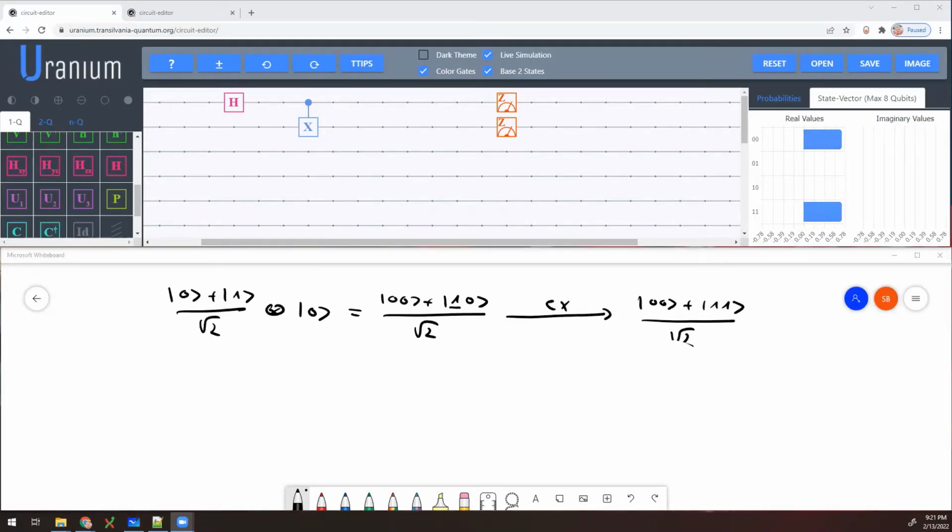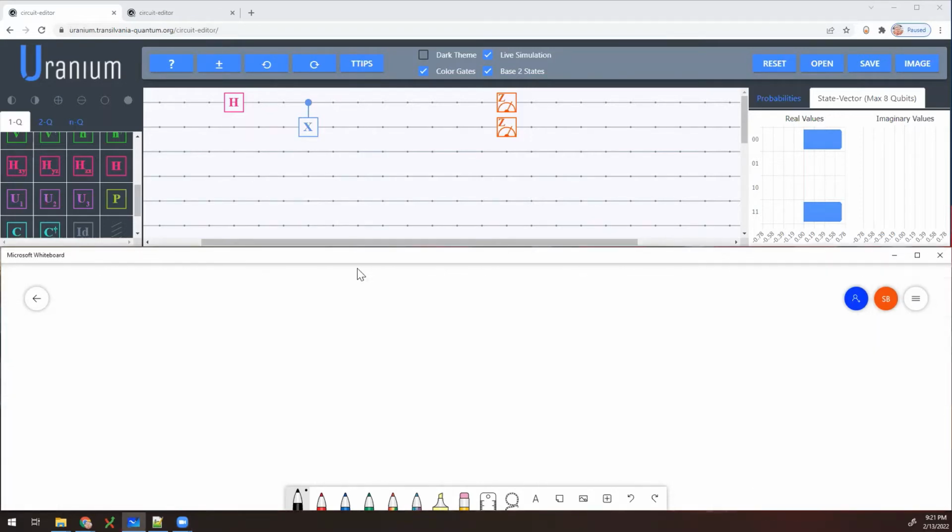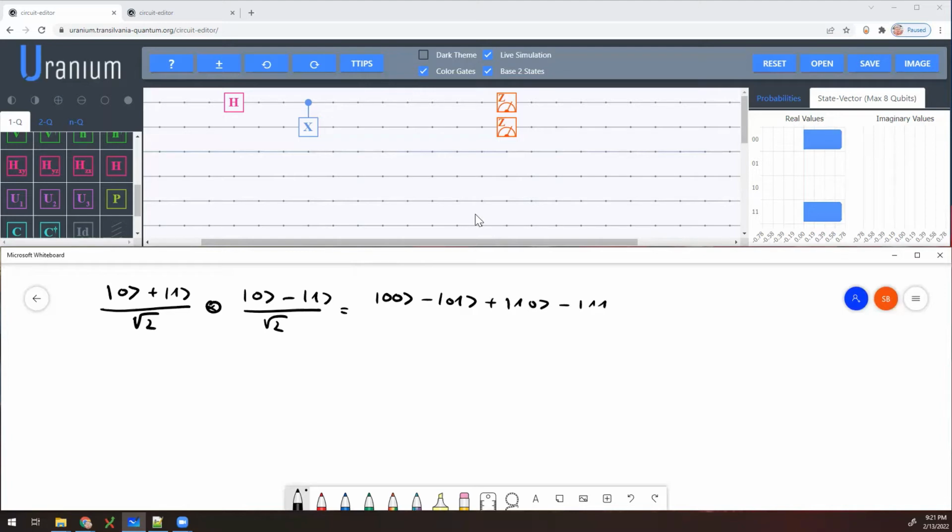But a weird thing happens if we start with the target in the minus state. So let's see that. The control is still in the plus state. But this time, the target is in the minus state. And this is equal to |0,0⟩ minus |0,1⟩ plus |1,0⟩ minus |1,1⟩ over 2.